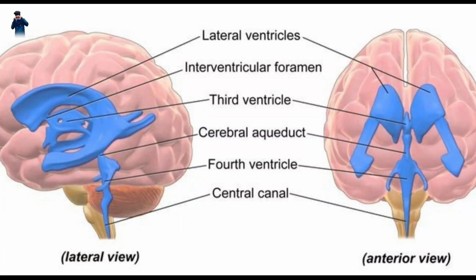Ventricles in the brain. There are 4 ventricles of the brain that are connected to each other by foramen and tubes. Lateral ventricles. First and second, these are 2 ventricles that are enclosed in the cerebral hemispheres. Third ventricle. It is located at the center of the brain and its wall is made up of the thalamus and hypothalamus.